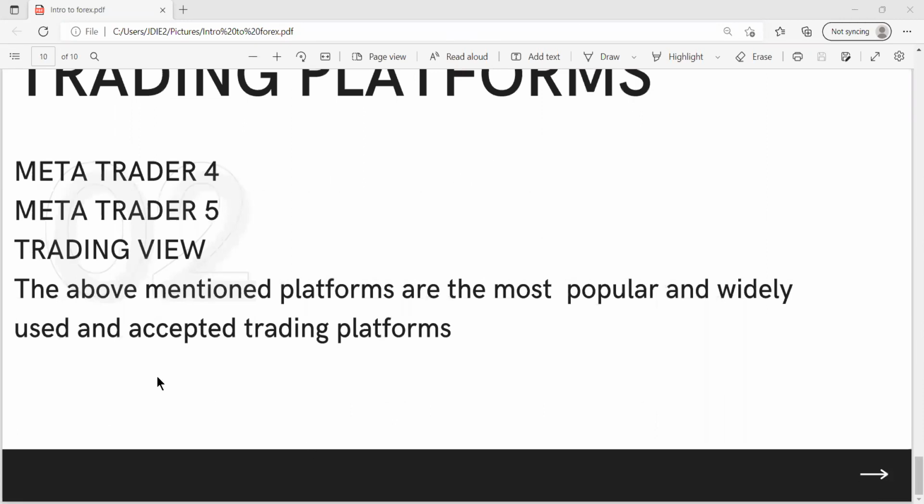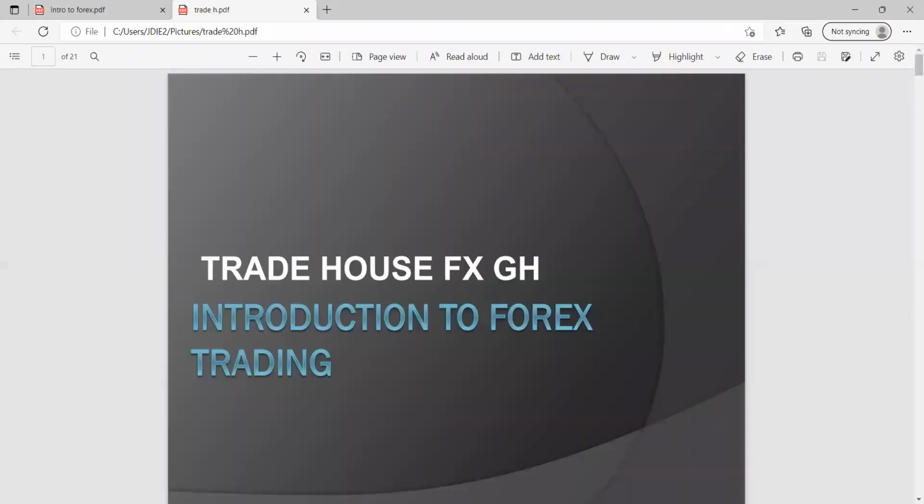So before I continue on to the next session where we look at the MT4 and the rest, do I have any questions? Any question? No, for now. Okay, so you guys can see the screen, right? Yes. All right.